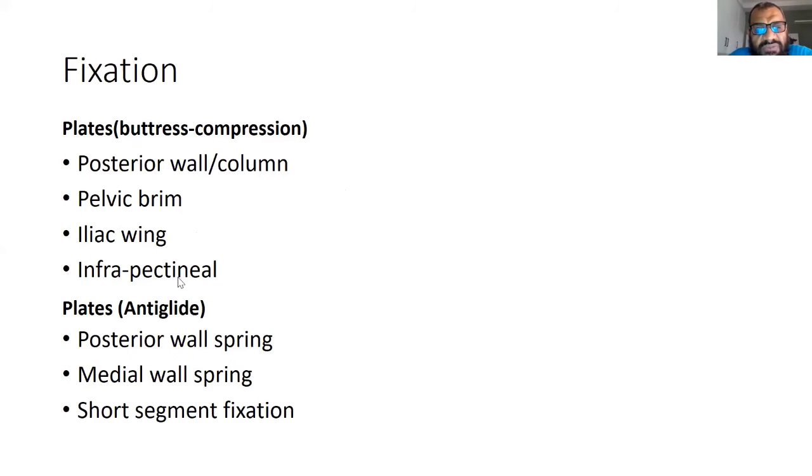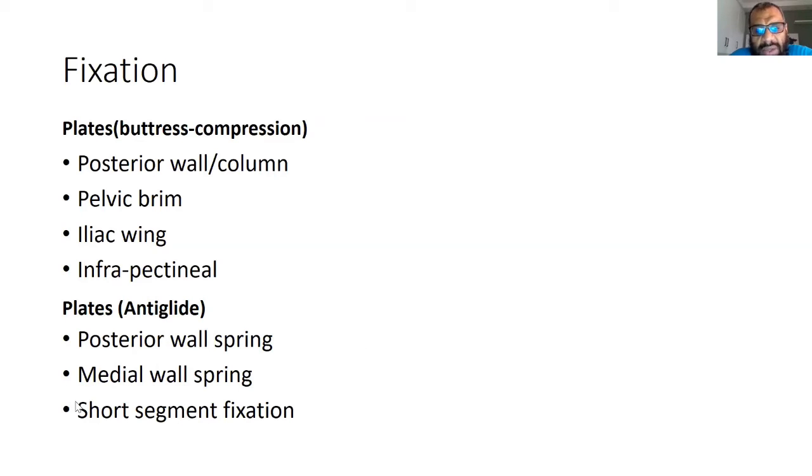All plates could be fixed on one side and not fixed on the other side, as anti-glide. The most famous examples are the posterior wall spring plates and the medial wall spring plates. So you can bend a plate in an L shape, put the screws in the iliac fossa, and leave the free end buttressing the medial side. In the spring plates of the posterior wall, we'll see in a moment how to use it.